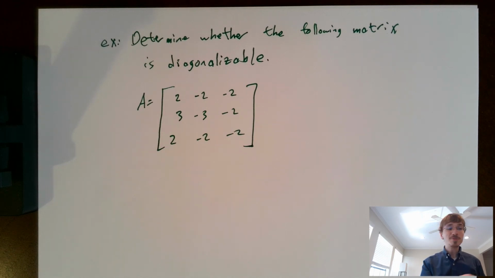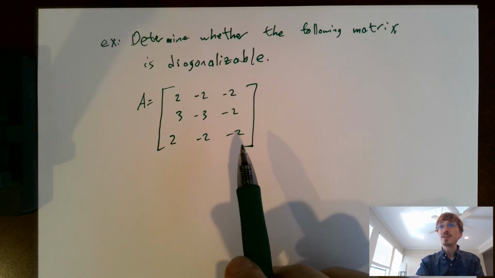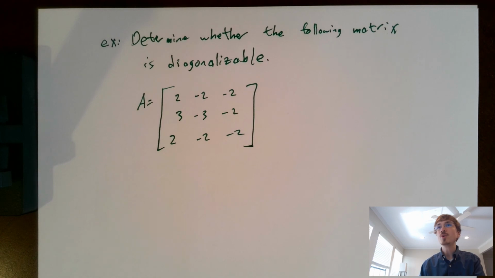Hi everyone, due to some technical difficulties, this is going to be part 2 of our diagonalization video. Recall the question at the end of the previous video was wanting to know whether or not this matrix is diagonalizable. And remember, we know that a matrix is diagonalizable whenever there is a basis of Rn, in this case R3, consisting entirely of eigenvectors of this matrix A.